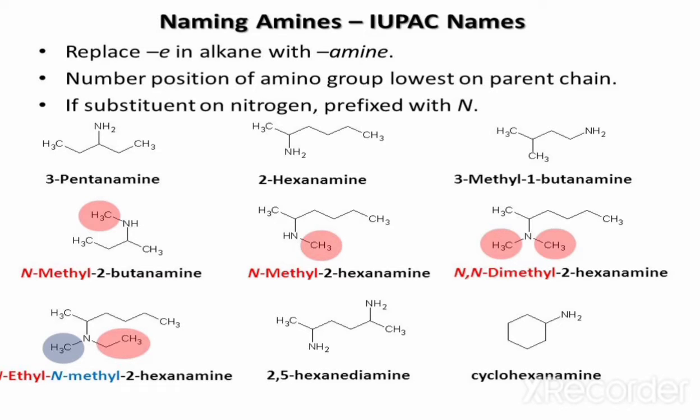And the other example is a closed chain compound, that is cyclohexane, and on one carbon the amino group is attached, so we will start numbering from the carbon that has the amine group attached, so we have to write it as cyclohexanamine.